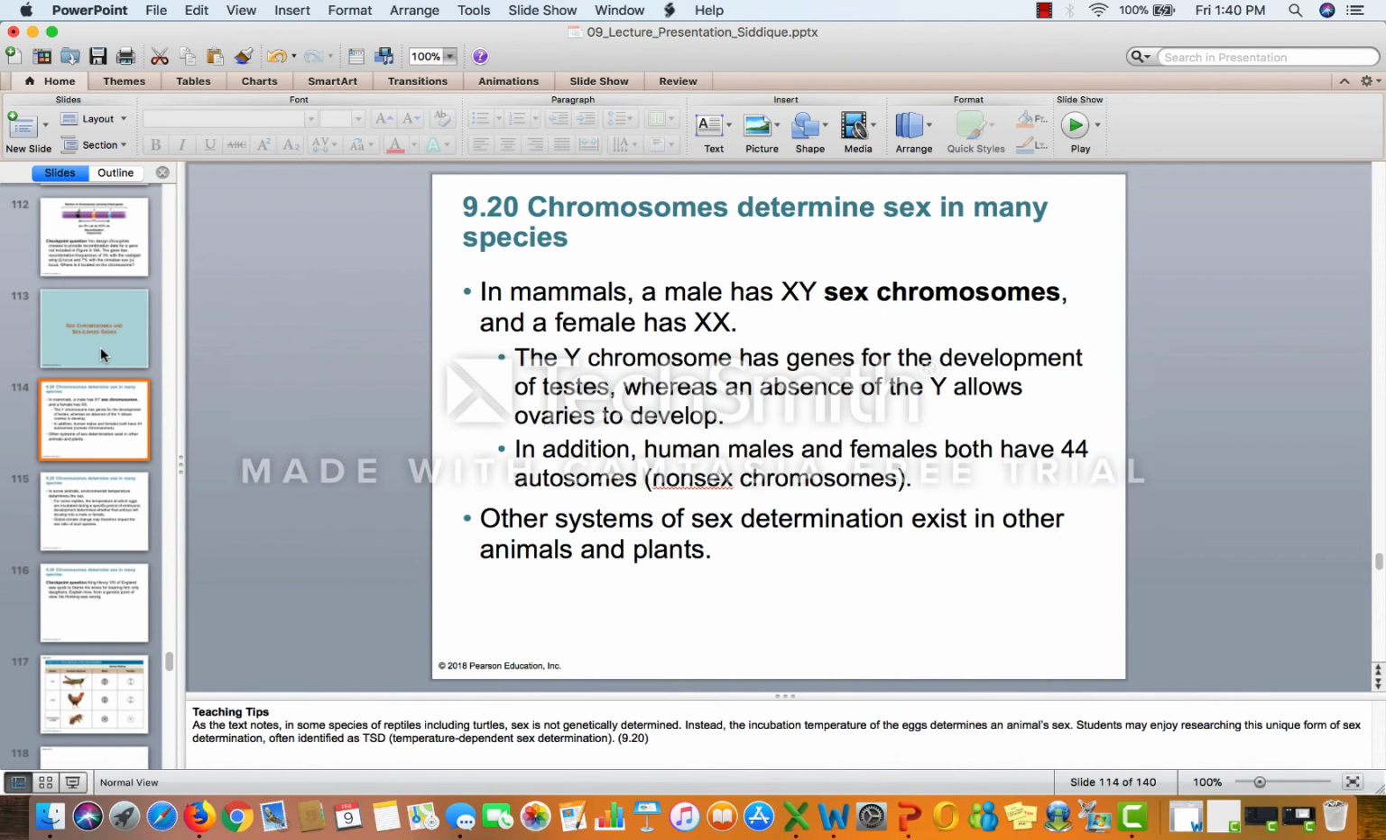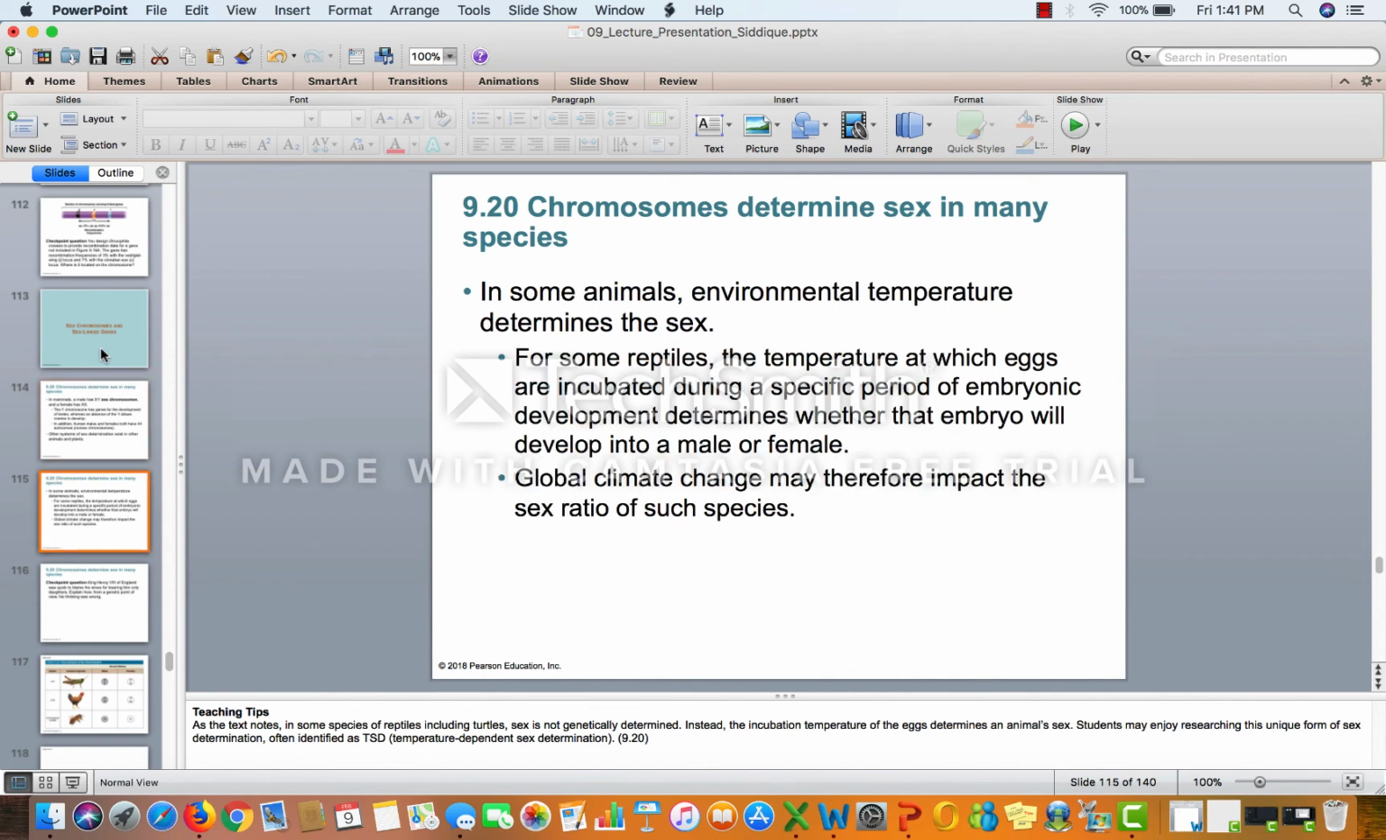In addition, human males and females both have 44 autosomes, non-sex chromosomes, right? Because the other two, which make 46, are your sex chromosomes. So other systems of sex determination exist in other animals and plants, okay? In some animals, environmental temperature determines sex. That's interesting. For some reptiles, the temperature at which eggs are incubated during a specific period determines whether the embryo will develop into a male or female.